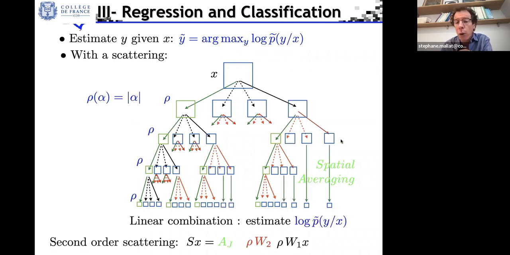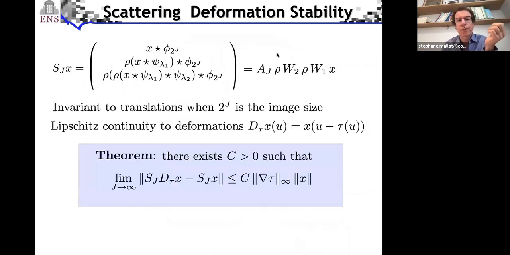And at each layer, we are going to average the coefficients. So these are all the coefficients that we're going to get out of this cascade of wavelet transform modulus. So it's again a kind of very naive network. And the naive thing is that there is no combination across channels. Out of that, let's try to compute the energy, in other words, the log probability.